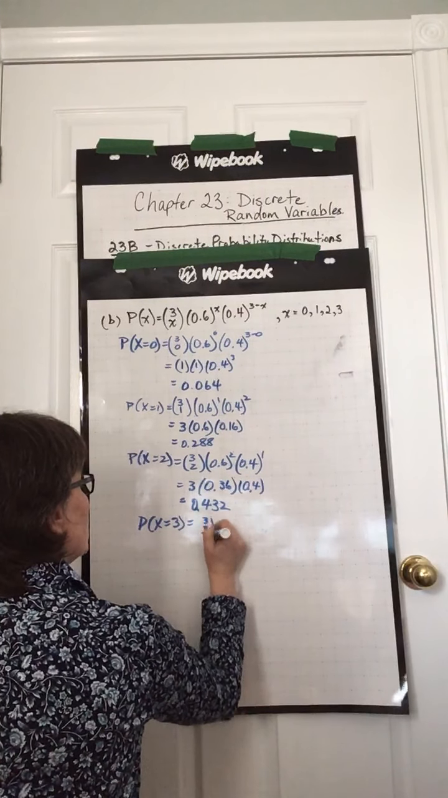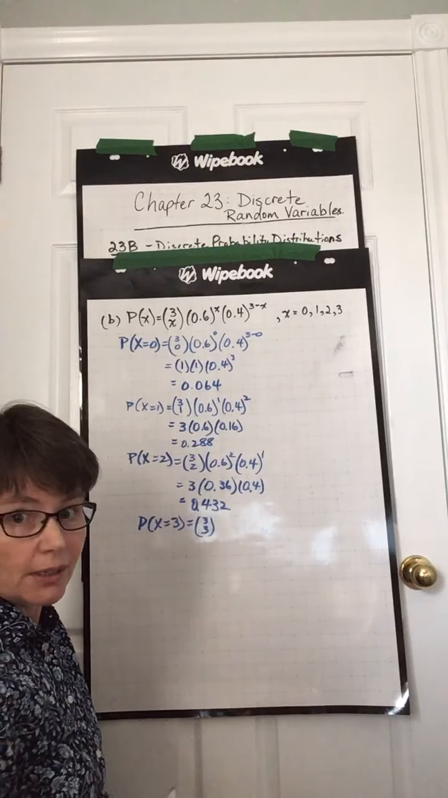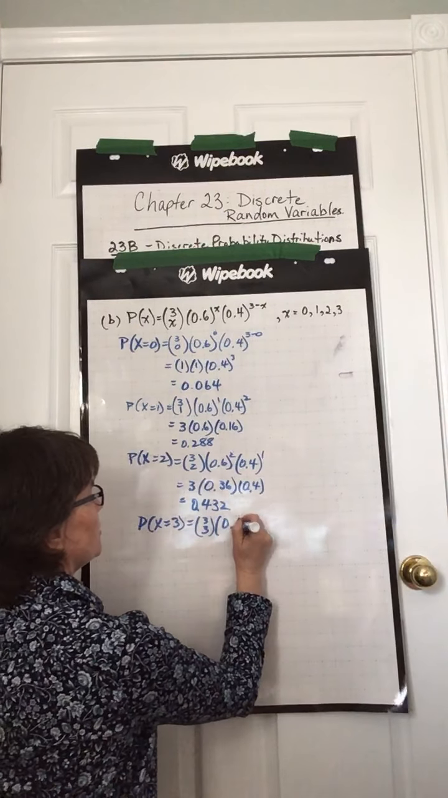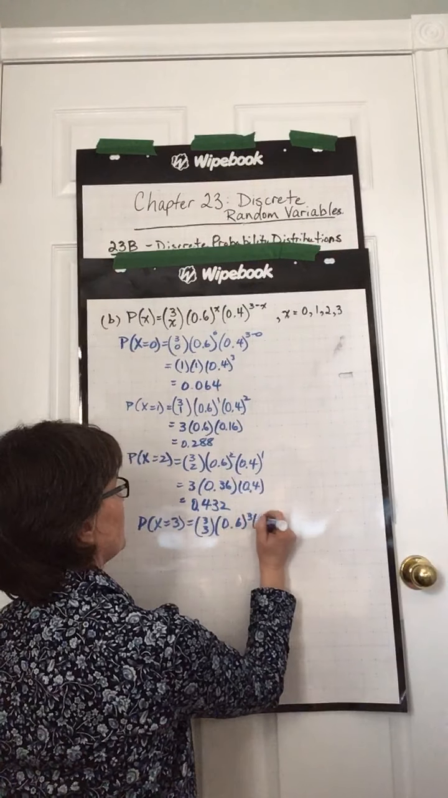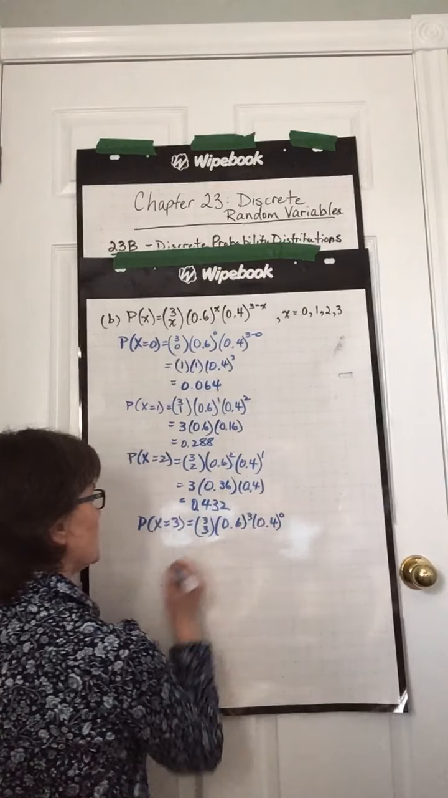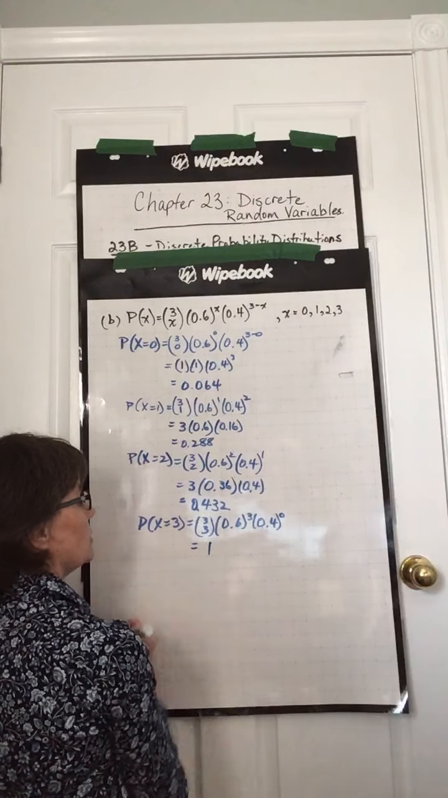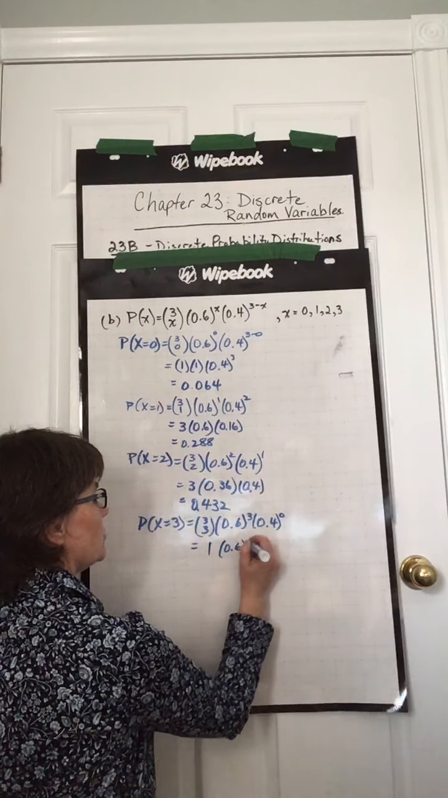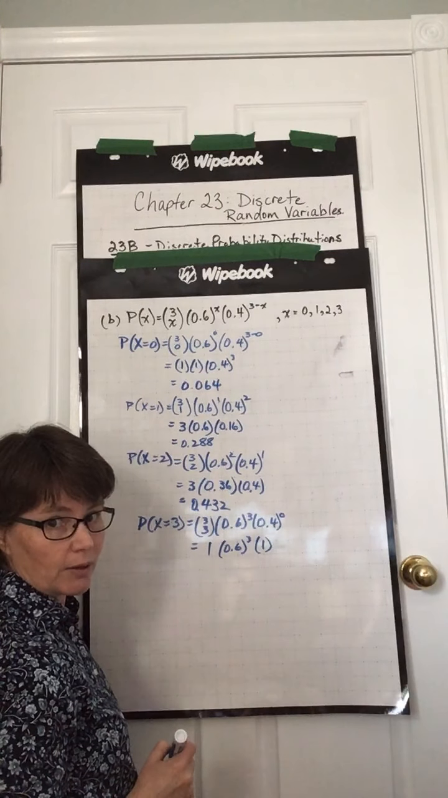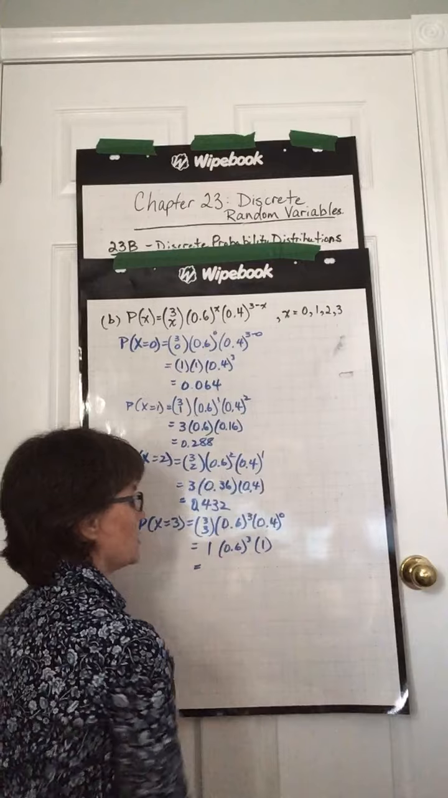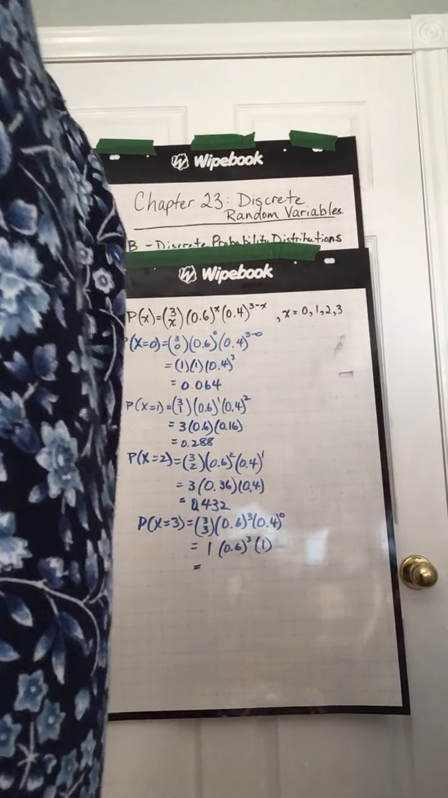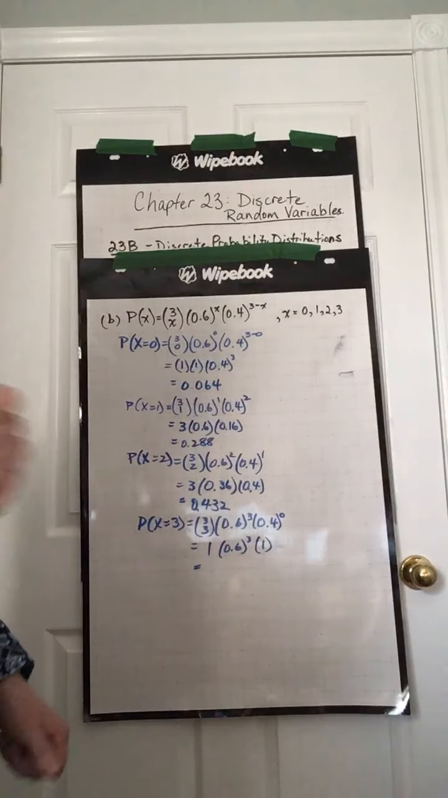3 choose 3. Anything choose itself is also equal to 1. 0.6 to the power of 3, 0.4 to the power of 3 subtract 3, so that's 0. So 3 choose 3 is 1, 0.6 to the power of 3, 0.4 to the power of 0 is also 1. So 0.6 to the power of 3 is 0.216.